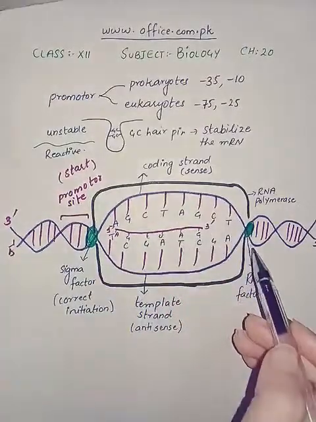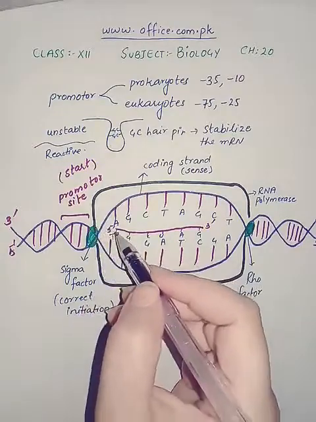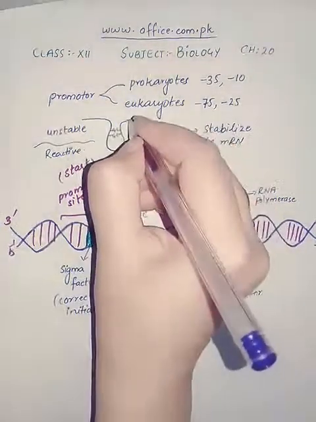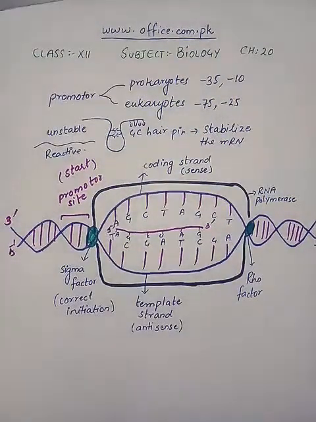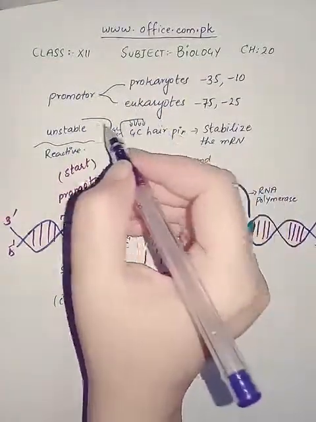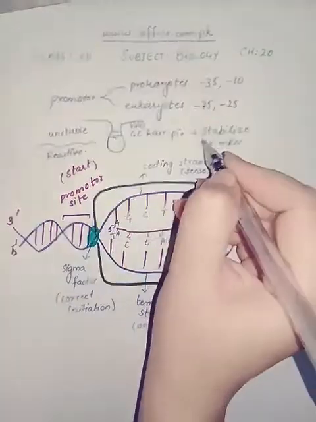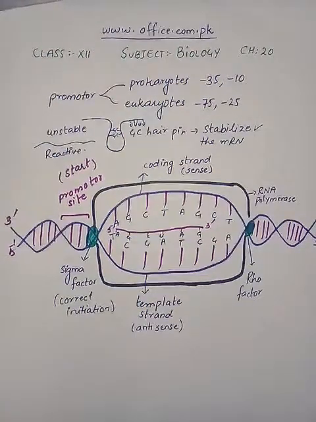So in order to stop, there is rho factor. When rho factor is reached, the messenger RNA which is formed takes the shape of this GC hairpin, and at the terminals of this hairpin there are 4 or more uracil ribonucleotides. This hairpin causes RNA polymerase to stop the synthesis. When this hairpin is formed, it will lock the newly synthesized messenger RNA, and the messenger RNA will become stable, and ultimately the whole process of transcription will stop.